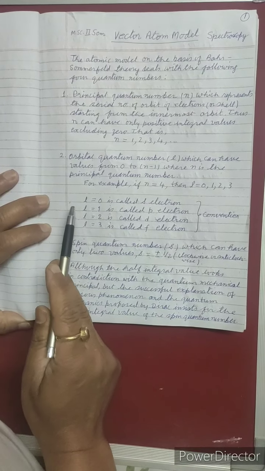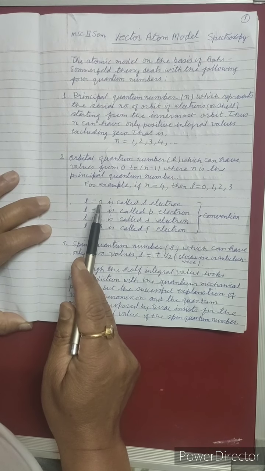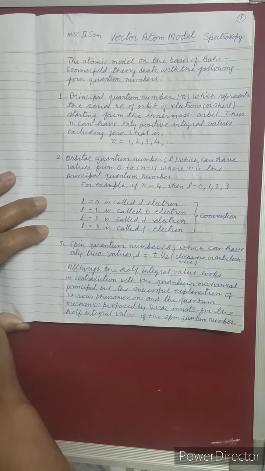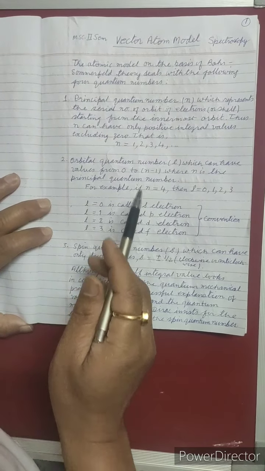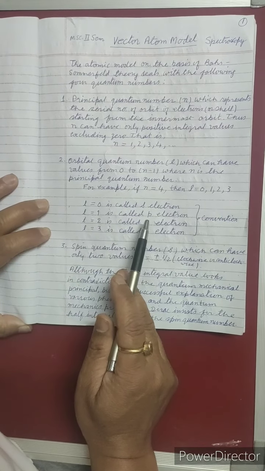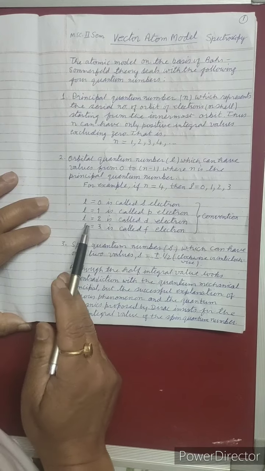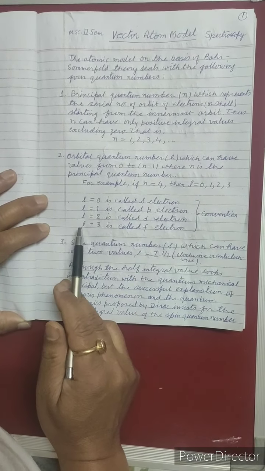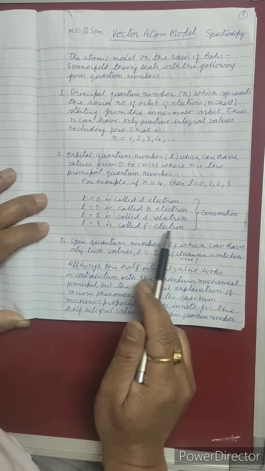By convention, l equal to 0 is called the s electron. l equal to 0 means the first shell. Similarly, l equal to 1 is called the p electron, l equal to 2 is called the d electron, and l equal to 3 is called the f electron.